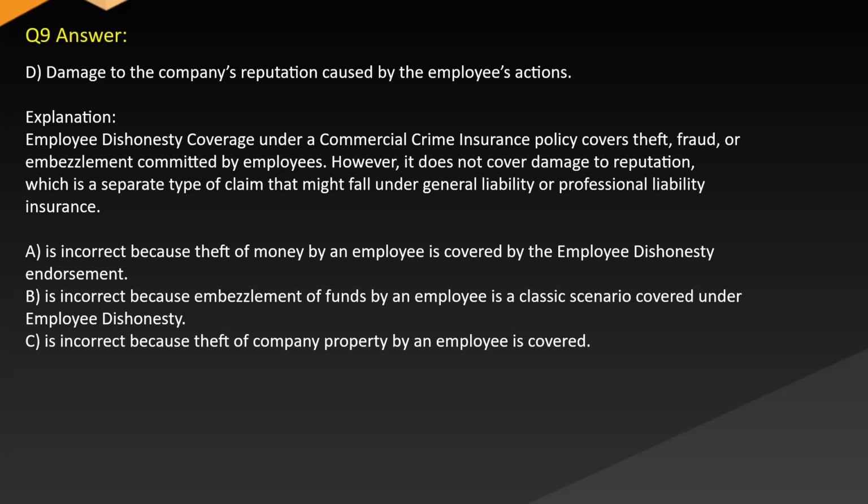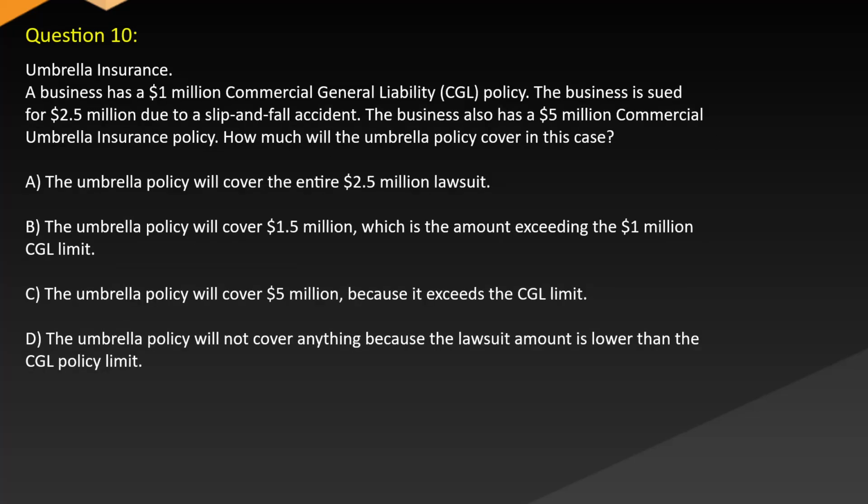A is incorrect because theft of money by an employee is covered by the employee dishonesty endorsement. B is incorrect because embezzlement of funds by an employee is a classic scenario covered under employee dishonesty. C is incorrect because theft of company property by an employee is covered. Question 10. Umbrella insurance. A business has a $1 million commercial general liability (CGL) policy.